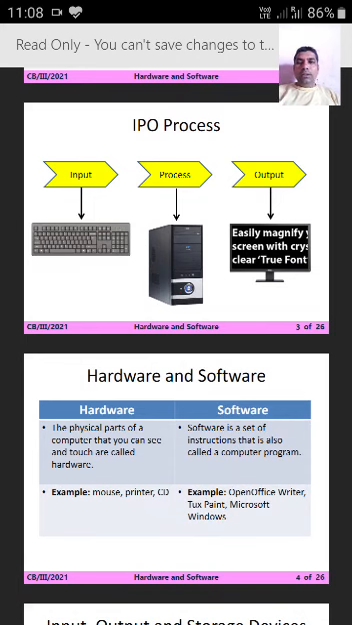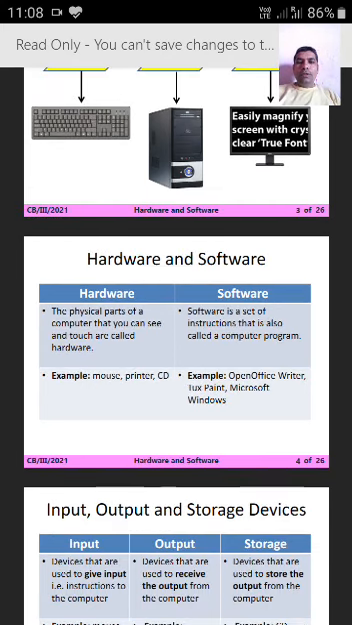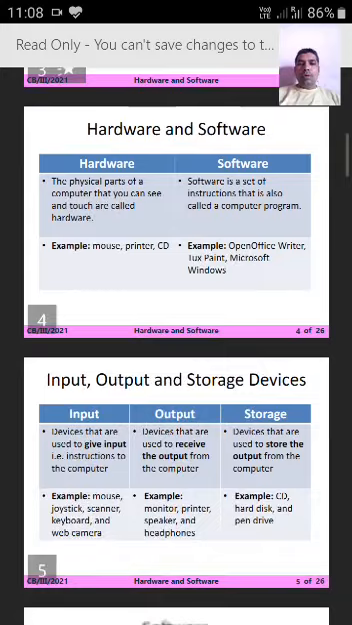Now hardware and software. What is hardware? The physical parts of a computer that you can see and touch are called hardware. For example, mouse, printer, CD. These are the parts of hardware. Software. Software is a set of instructions that is also called a computer program. For example, OpenOffice Writer, TuxPaint, Microsoft Windows. These are examples of software.